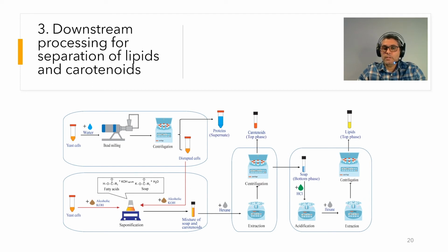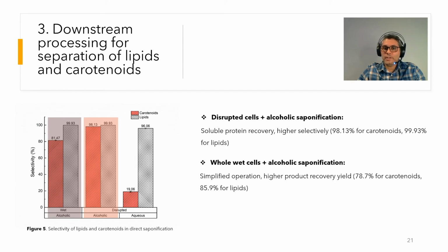Carotenoids can be separated from the fatty acid salts by extraction with suitable solvents. Meanwhile, saponification is a reversible reaction and fatty acid salts can be transformed to fatty acids again by acidification. We found that alcoholic potassium hydroxide saponification on disrupted cells or whole wet cells was more efficient to separate carotenoids and lipids than aqueous potassium hydroxide saponification. Purity of the recovered lipids was the same using whole or disrupted cells, but the purity of the carotenoids recovered was significantly higher when the process was applied on disrupted cells.